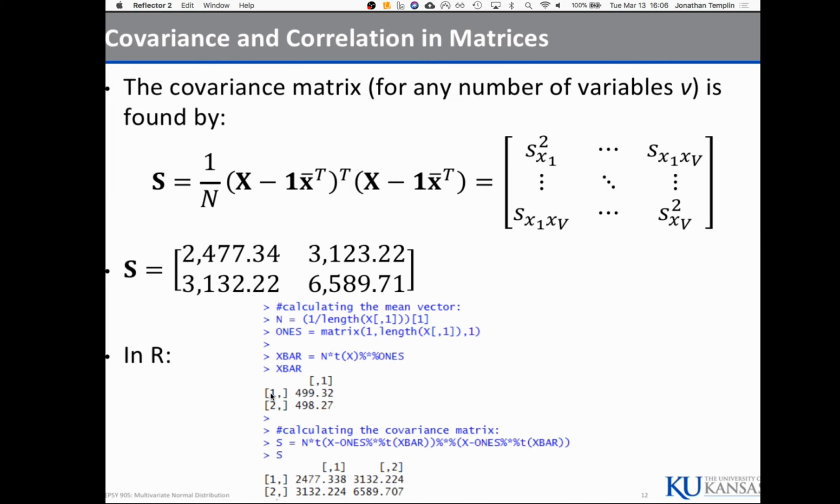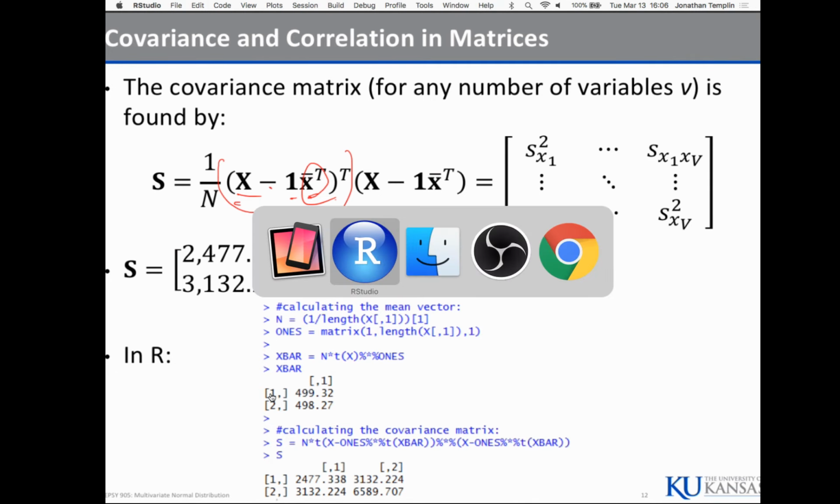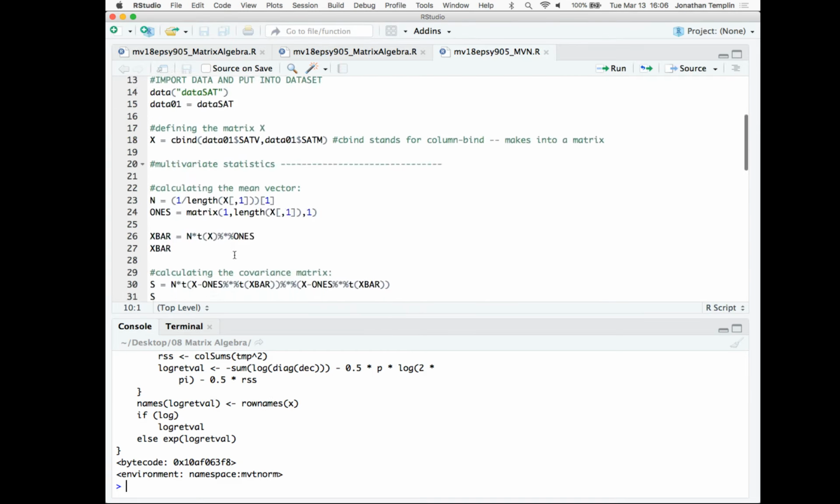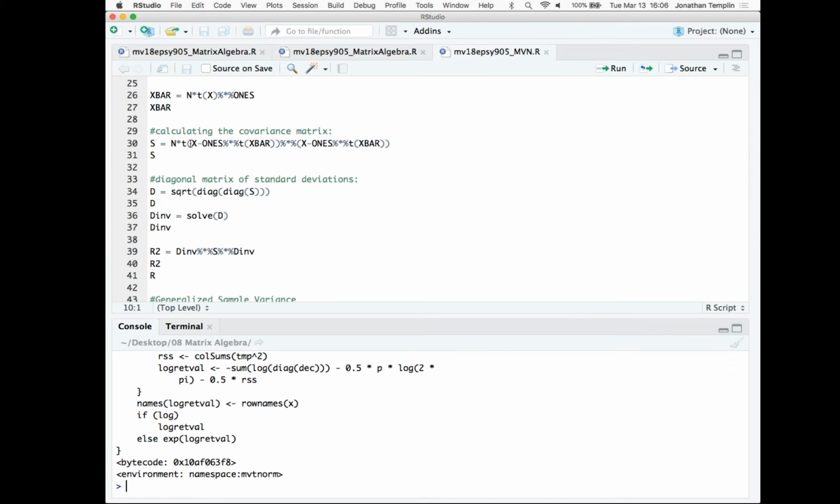Oh yeah, it's getting better, right? X minus the ones vector times the mean vector gives us X replicated, but if we do X minus its mean replicated, and that thing transposed times 1 over n gives us the covariance matrix. So if I can show you this in R, what am I talking about here?